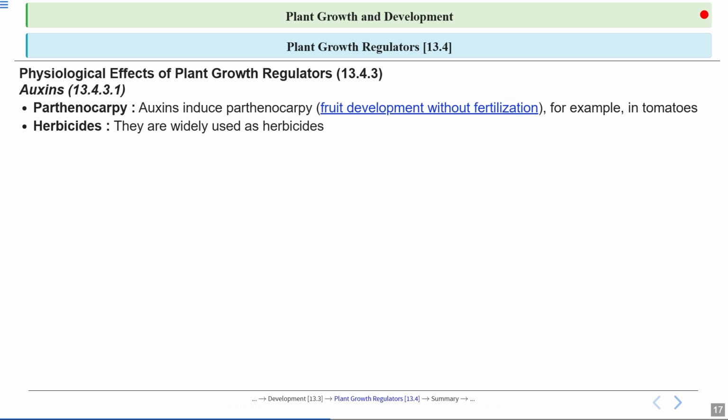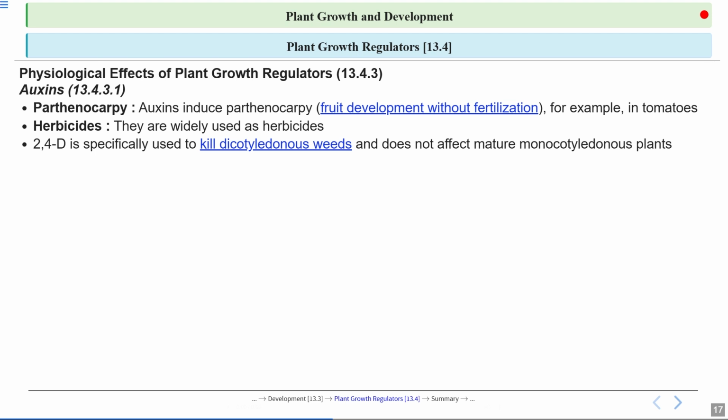Herbicides. They are widely used as herbicides. 2,4-D is a very common herbicide. It can kill the weeds, but it will not harm your crop plants. So 2,4-D is specifically used to kill dicotyledonous weeds. When you are growing your monocot crop plants like rice and wheat, and dicotyledonous weeds come out from the soil, at that time when you spray the 2,4-D, the dicotyledonous weeds will die. But there will be no effect on your monocotyledonous plants, that is rice and wheat.